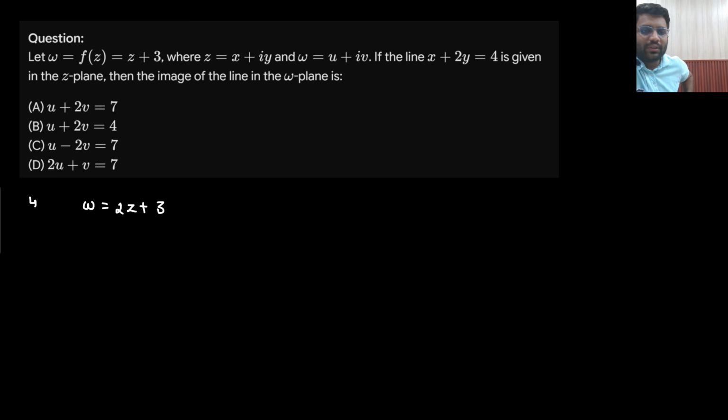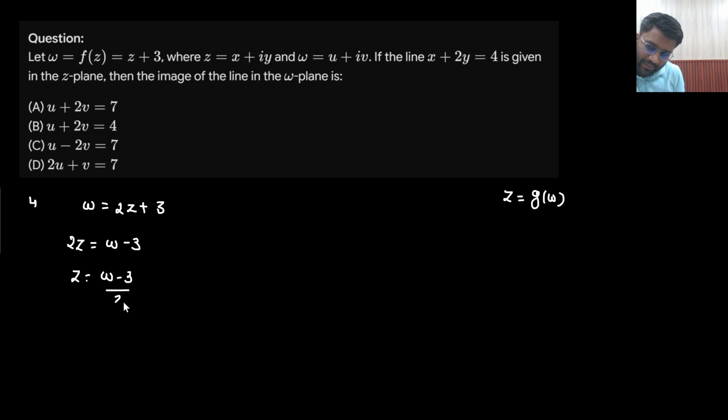Okay, so to solve these kind of problems, what we need to do? Try getting z as a function of omega. What I am saying, get z as a function of omega. That means keep z aside. 2z equals to omega minus 3, right? This 3 goes here, and z equals to omega minus 3 divided by 2 you are getting.